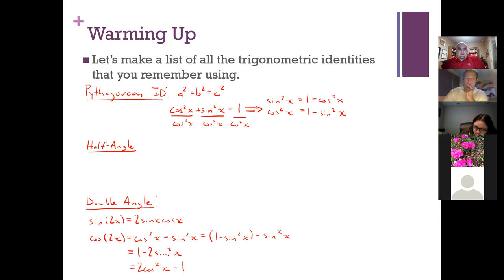The reason there are three different, not really three different identities, because really all these things are equal, but they're all consequences of the Pythagorean identity. So up here, if I divide by cosine squared, I get 1 plus tangent squared of x equals 1 over cosine squared, which is secant squared of x. Or I could start over and divide all those things by sine squared of x.